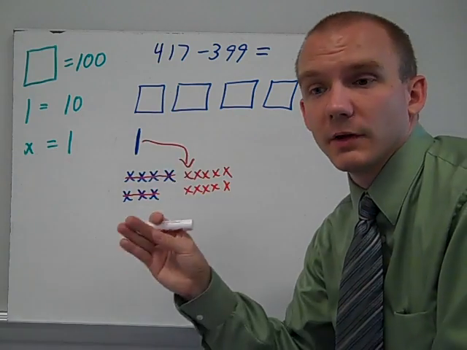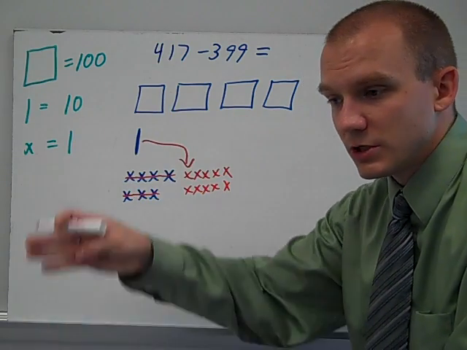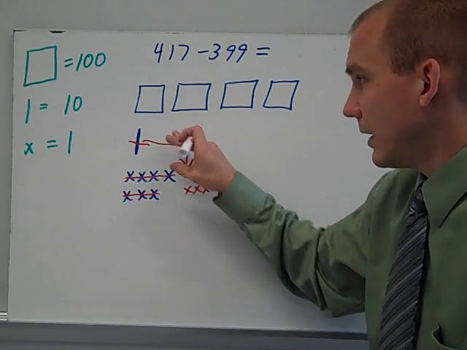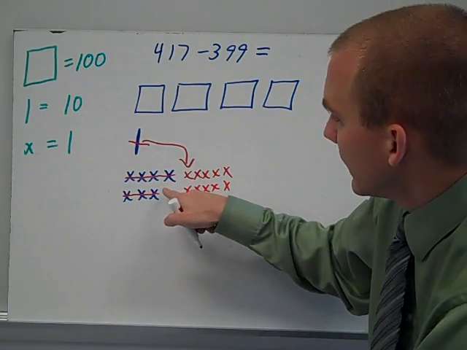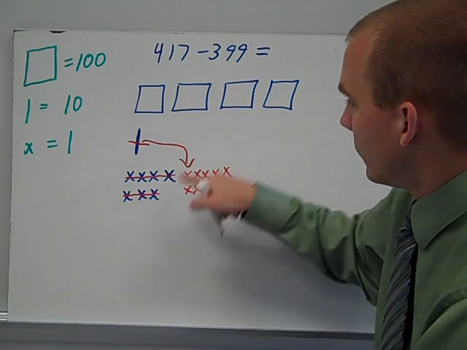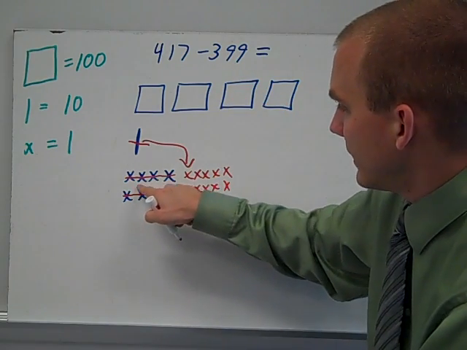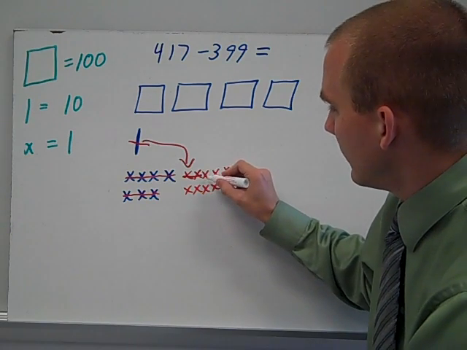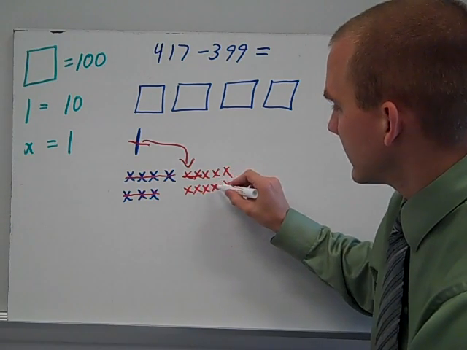If you look back at our algorithm, that 7 in the ones turned into a 17. This 10 turned into a 0, so now I have no tens. Now I can take away 9 ones. 1, 2, 3, 4, 5, 6, 7, 8, 9. And I'm left with 1, 2, 3, 4, 5, 6, 7, 8.